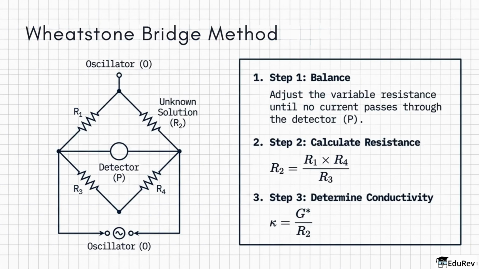The Wheatstone bridge method is used to determine unknown resistance. First, the bridge is balanced so no current passes through the detector. Then, the unknown resistance is calculated using the ratio relation. Finally, conductivity is obtained from the cell constant. The logic is simple. Measure resistance first, then convert it into conductivity. The bridge is the instrument, the cell gives the chemistry.